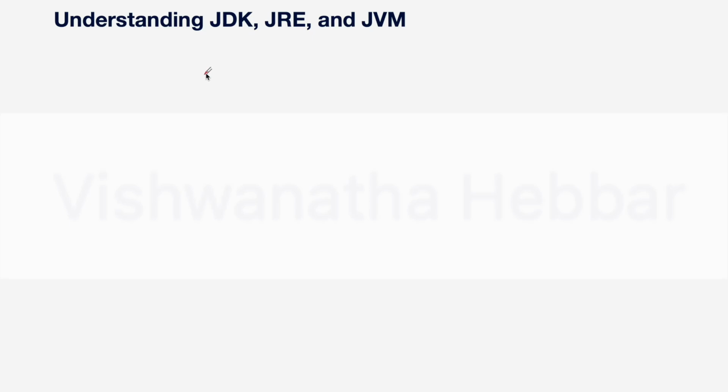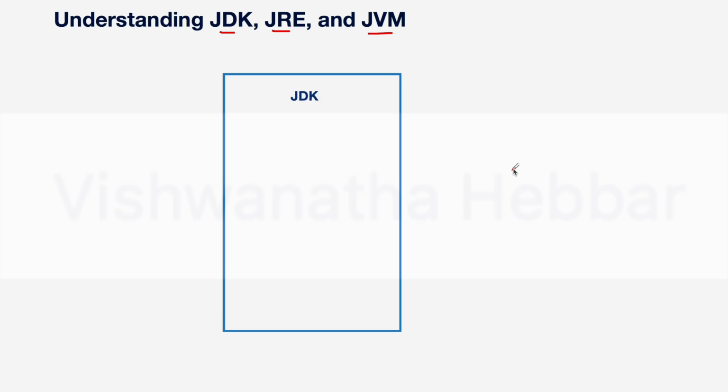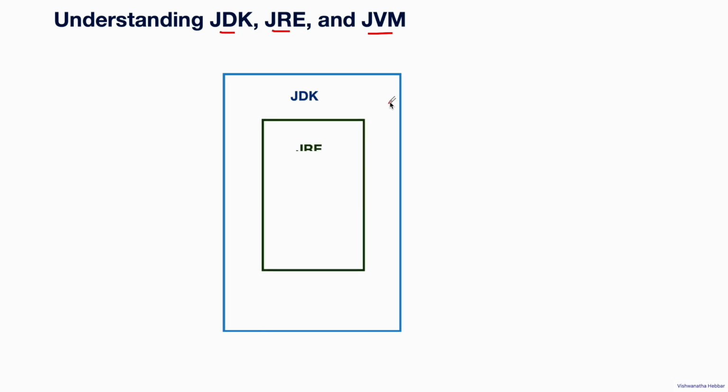Hello, welcome. Let us understand JDK, JRE and JVM that make up the Java environment. JDK means Java Development Kit. It contains Java compilers, Java debugger, jar tools and other Javadoc tools which generate the documentation from the Java comments. And within this JDK, it also contains JRE, which is the Java Runtime Environment.